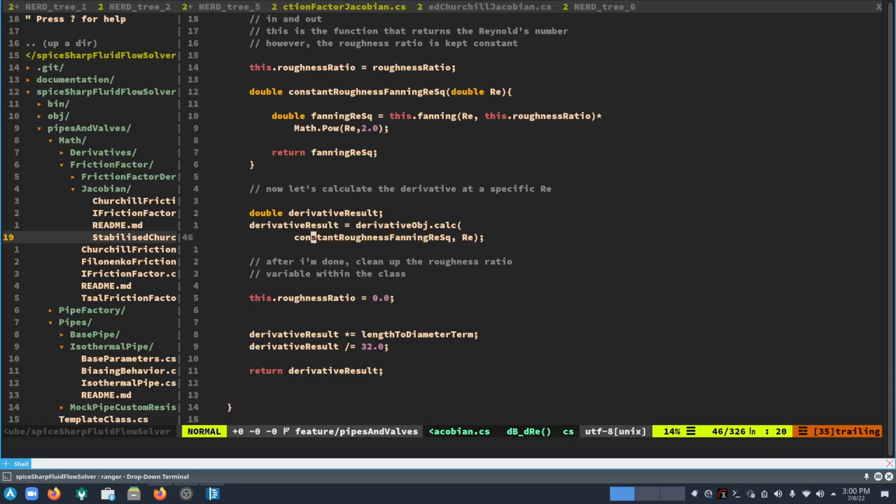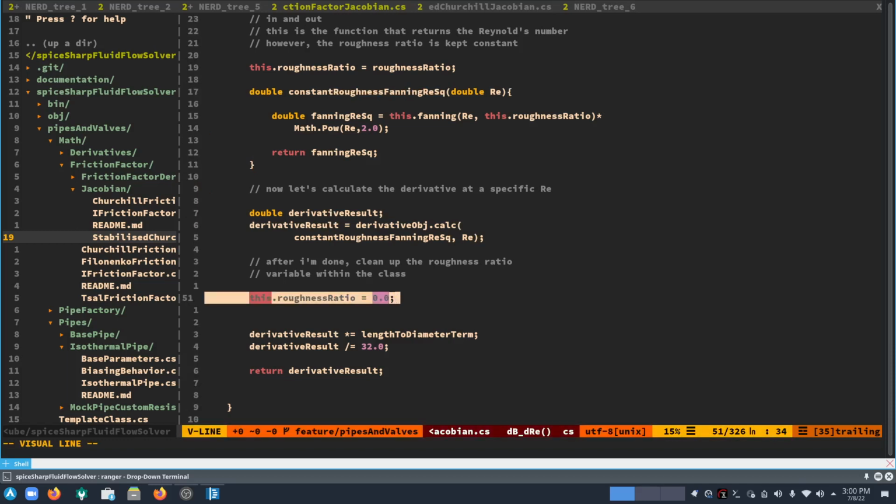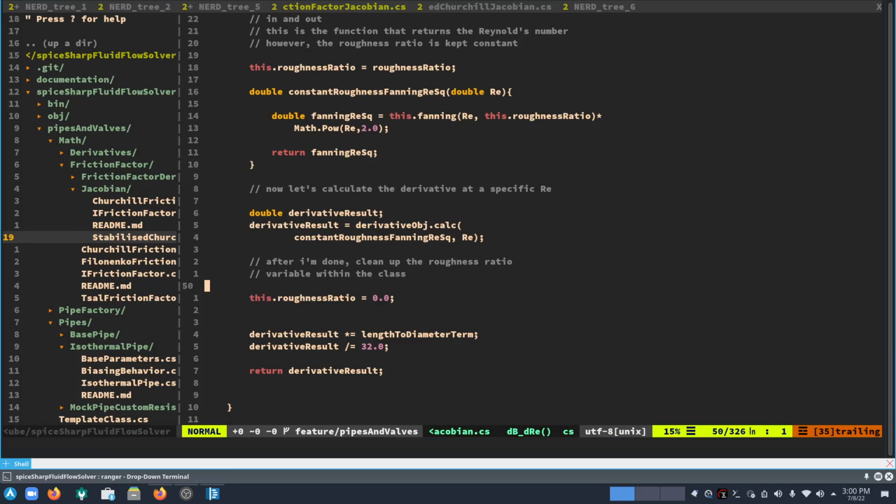We place in this function or method, constant roughness fanning RE squared. So this is the method we are using. Then we want to differentiate it with respect to the Reynolds number. After we are done calculating, I'm going to set the roughness ratio within this class back to 0.